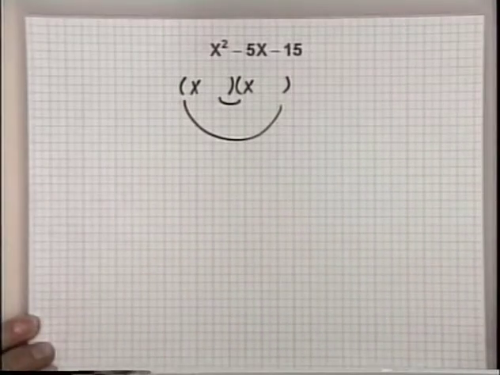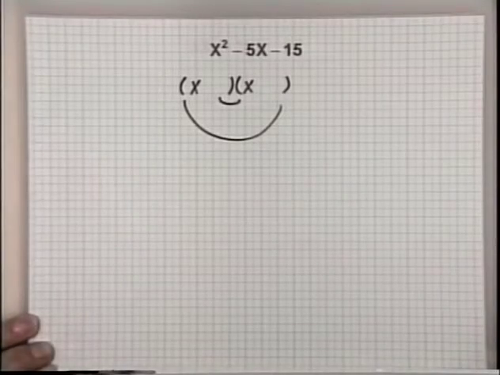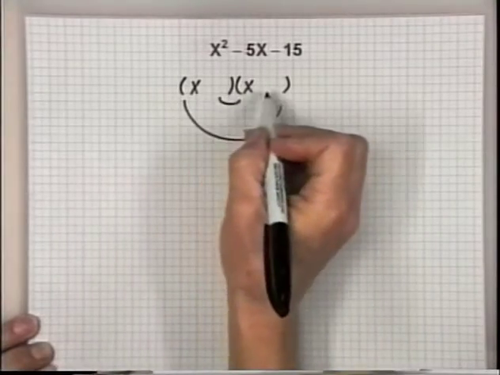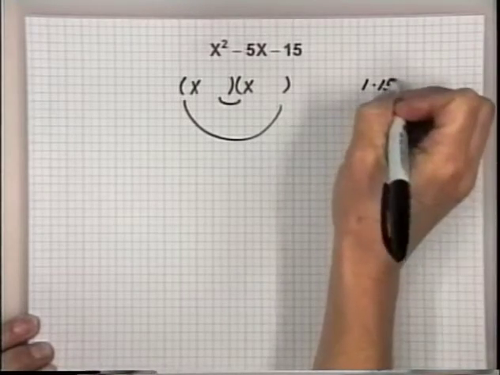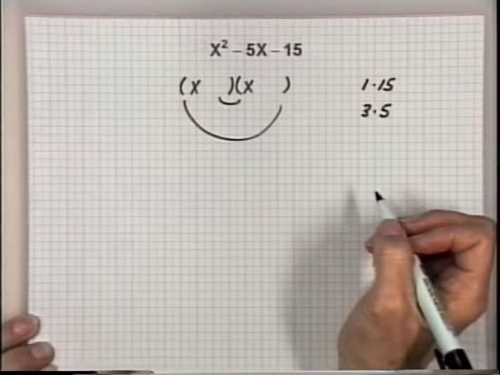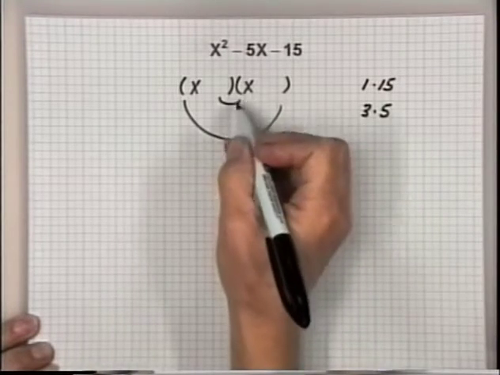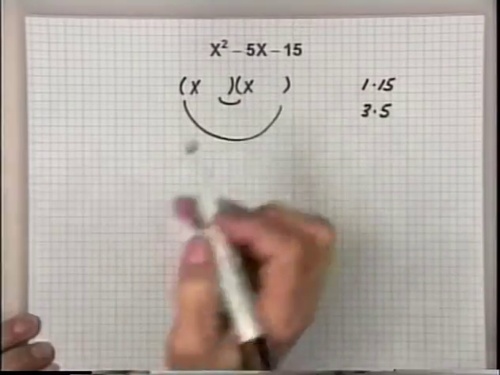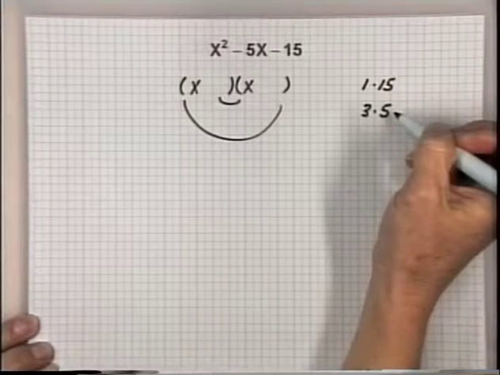I need the outside and inside product combined to be negative 5x, and I need to use factors of 15 in this problem. That could be 1 times 15, or it could be 3 times 5. Those would be our only choices. Since I will be having opposite signs and I need a difference of 5, it would seem with these numbers that that would be impossible. Let's check just to make sure.